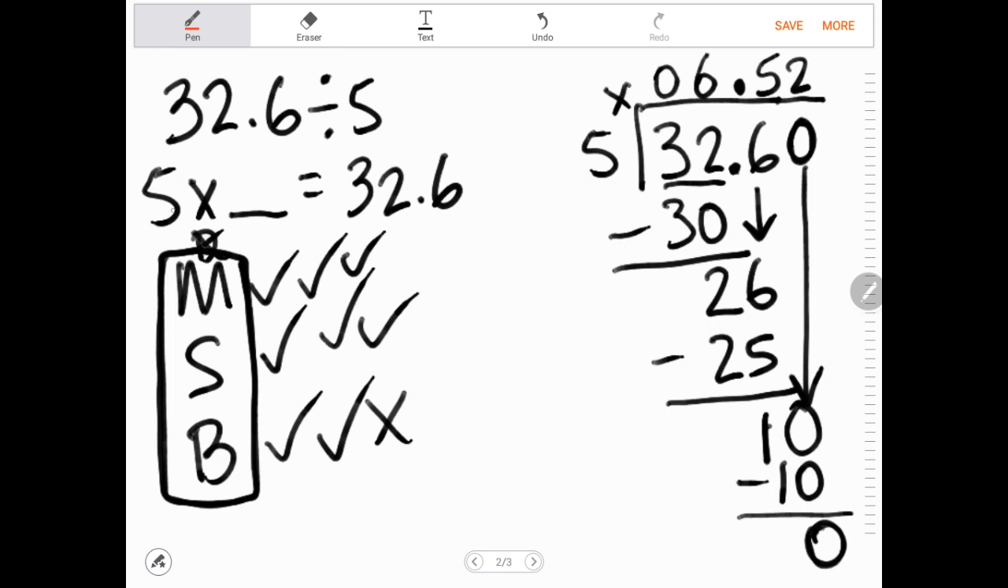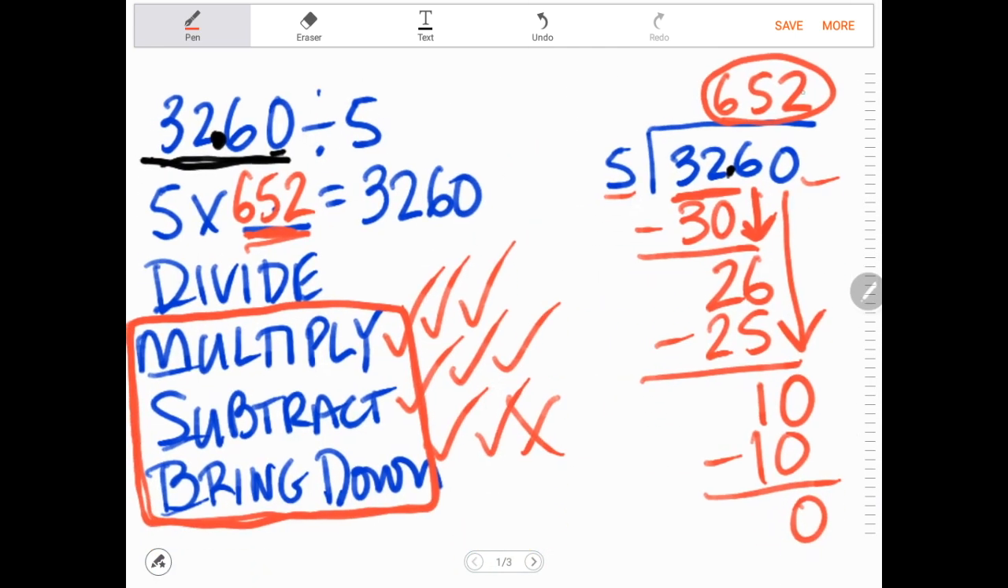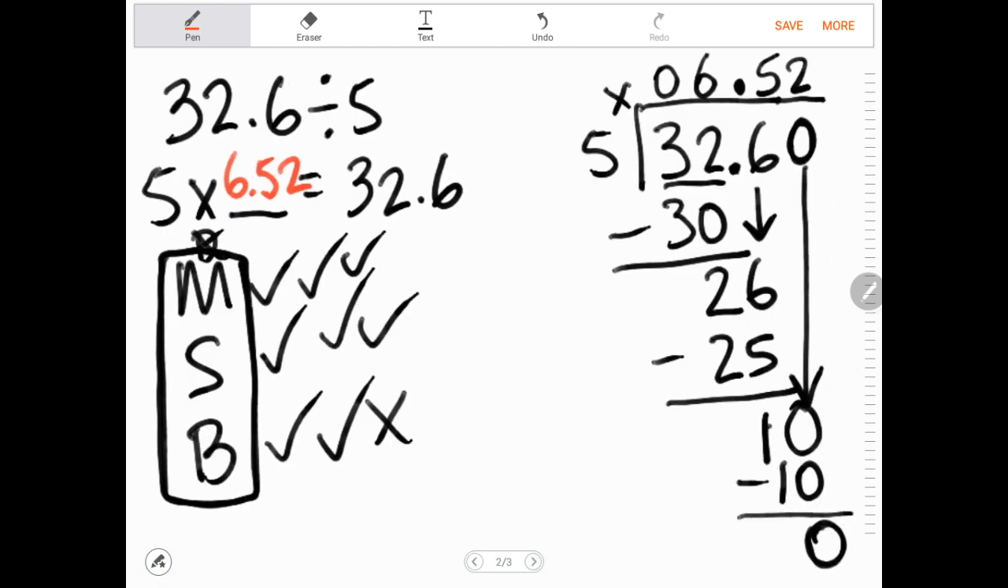So my final answer, 5 times 6 and 52 hundredths, will give me 32 and 6 tenths. The only difference, I still have the digits 6, 5, and 2, just like I had over here in this answer, 6, 5, and 2. But now that I'm using a decimal, I have a decimal in my answer, 6 and 52 hundredths. That's my answer for this.